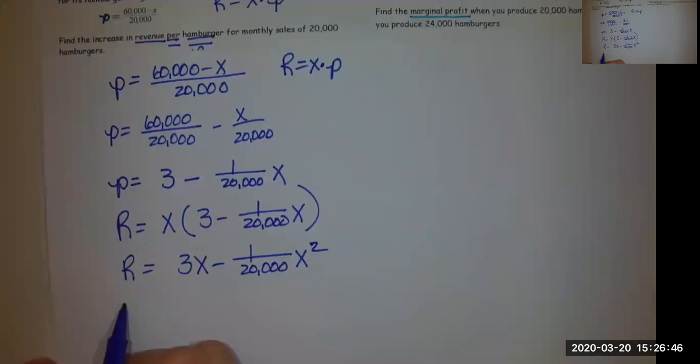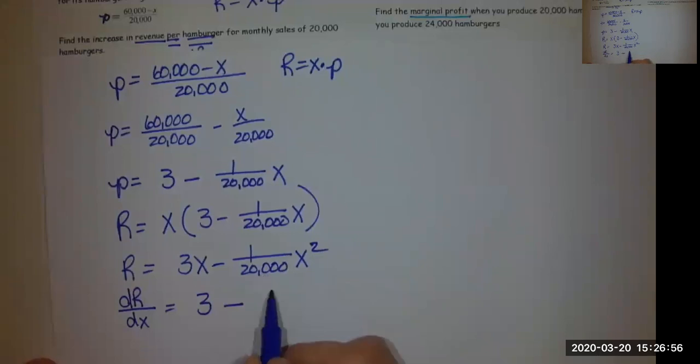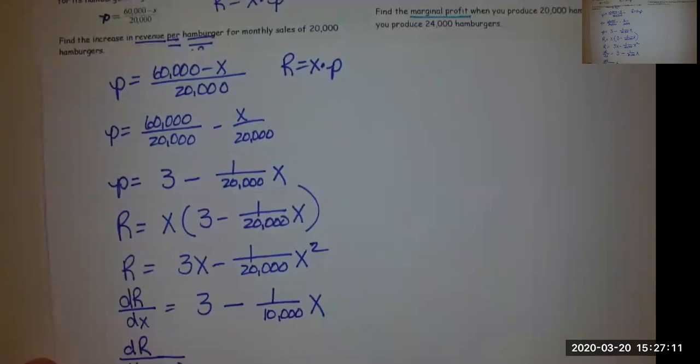Now we have our revenue, and it says find the increase in revenue per hamburger. The increase per hamburger means find the derivative. The derivative of this is just 3 minus, and if we multiply 2 times the 1 over 20,000, that's just 1 over 10,000. It wants us to do 20,000 hamburgers, so we put in 20,000: 3 minus 20,000 divided by 10,000, which is simply 2, so that equals 1.